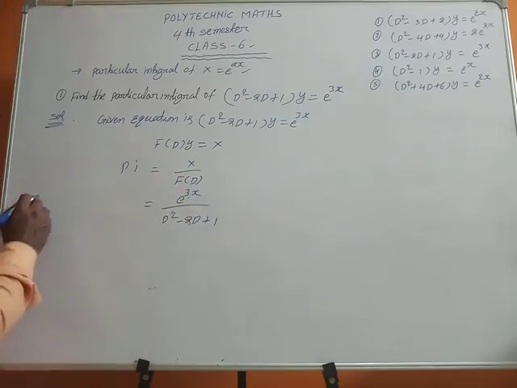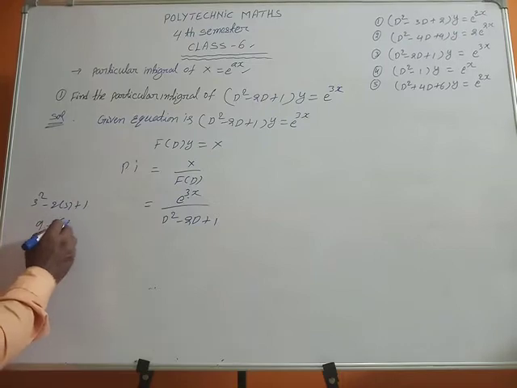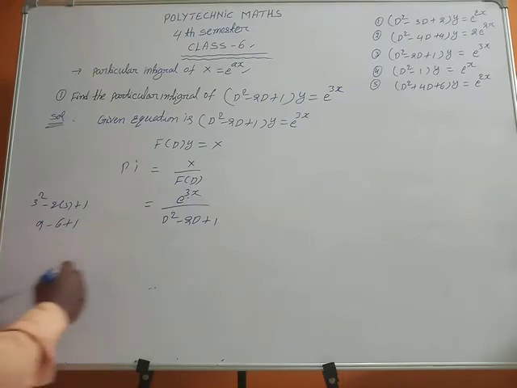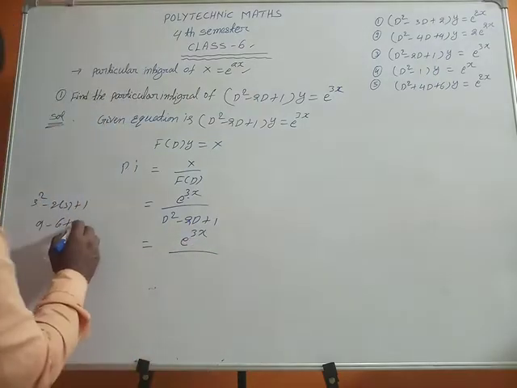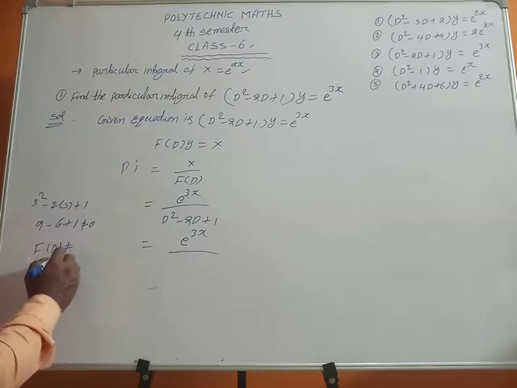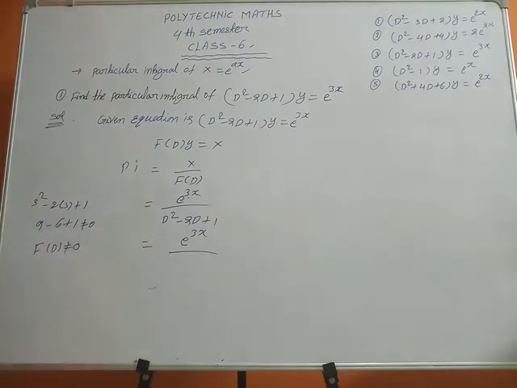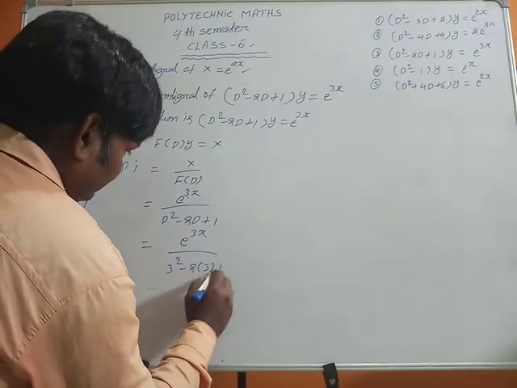So 3 square minus 2 into 3 plus 1, that means 9 minus 6 plus 1. It is not equal to 0. That means f of d is not equal to 0. Then we can substitute the particular value of d, that means 3 square minus 2 into 3 plus 1.